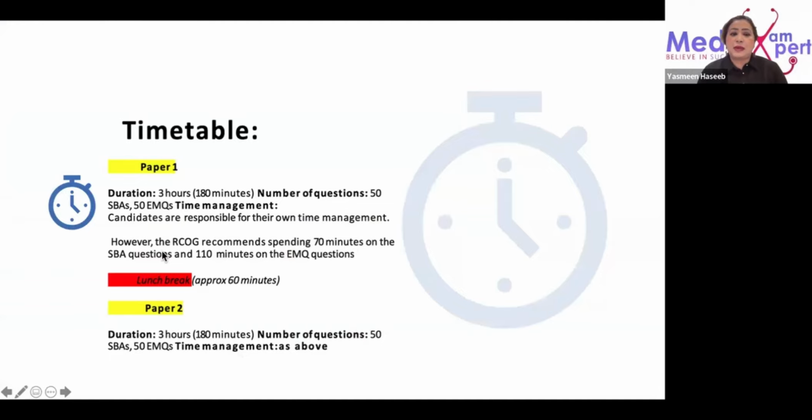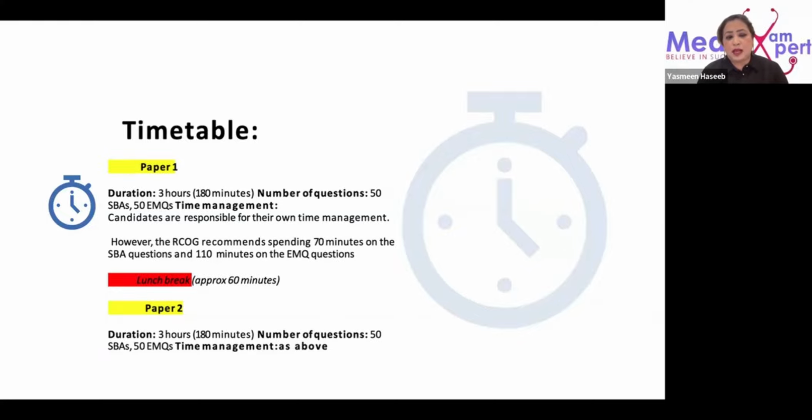The time schedule: paper 1 is 3 hours, 180 minutes, and the college leaves the allocation of the 3 hours up to you, whatever you like to do. You can do SBAs first or EMQs first. But the college says that you should spend 70 minutes on SBAs and 110 minutes on the EMQs.